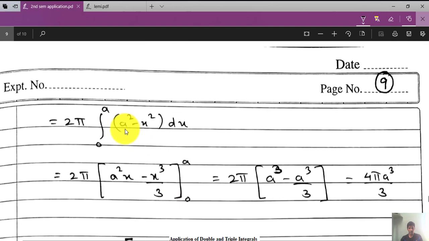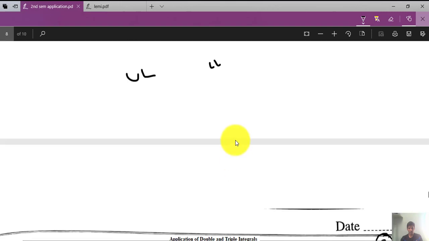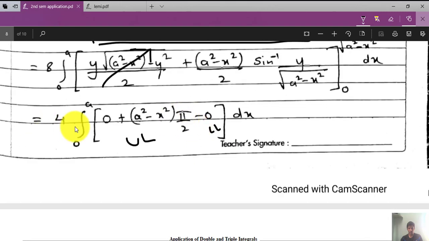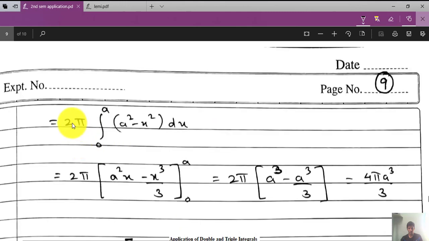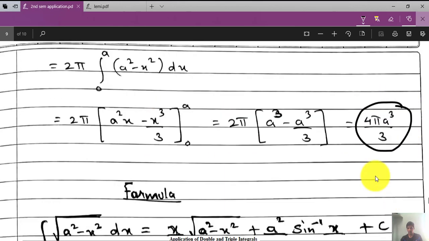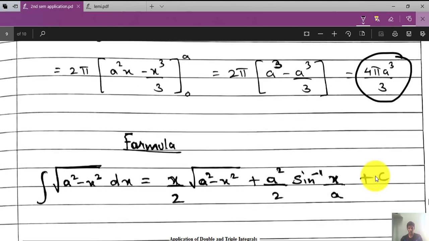After evaluating, I take pi by 2 common outside, and it becomes 2 pi over the limit 0 to a of a square minus x square dx, which is equal to 2 pi times a square x minus x cube by 3. Then after evaluating you get this particular answer, okay.